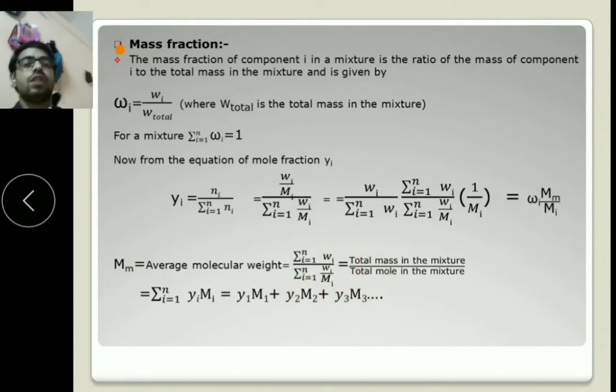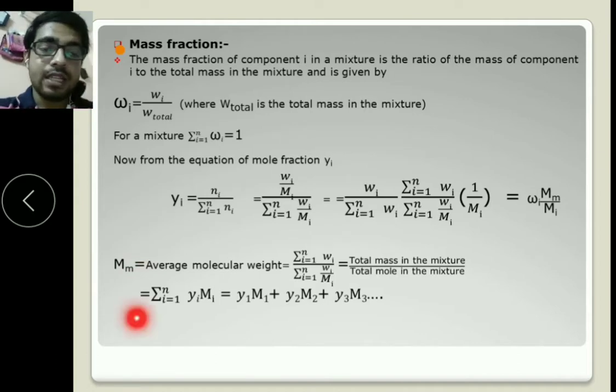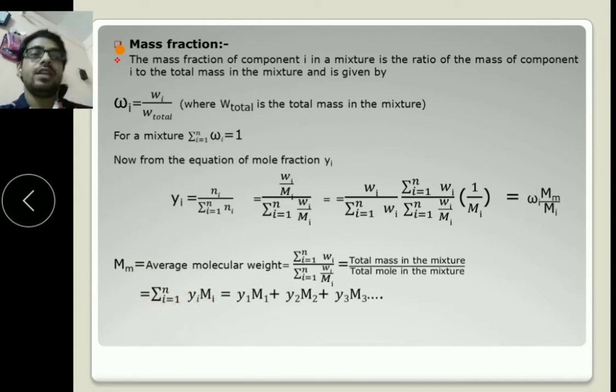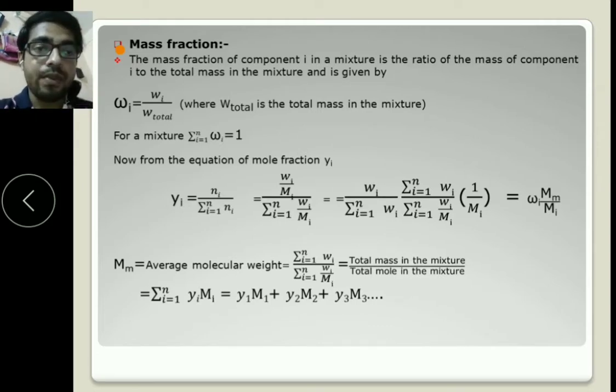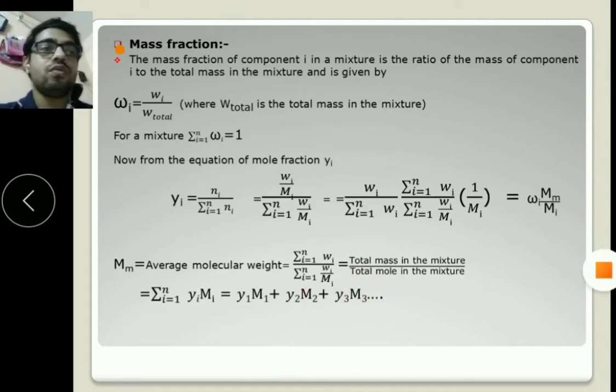Now we can also use another formula to calculate this average molecular weight, and it equals summation of Yi Mi. In an example I have given here, you will find where I have used this formula. It equals y1 m1 plus y2 m2 plus y3 m3 and so on. For a mixture of two components it is y1 m1 plus y2 m2. If we have 3, then y1 m1, y2 m2, y3 m3. If it is 4, then 4 terms will be there. Okay, we are going to the next page.